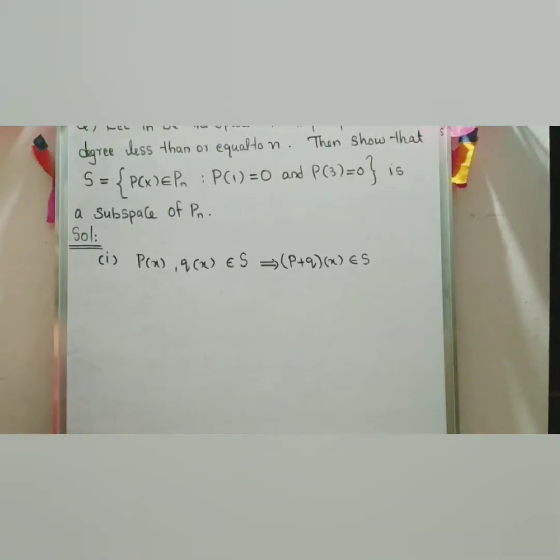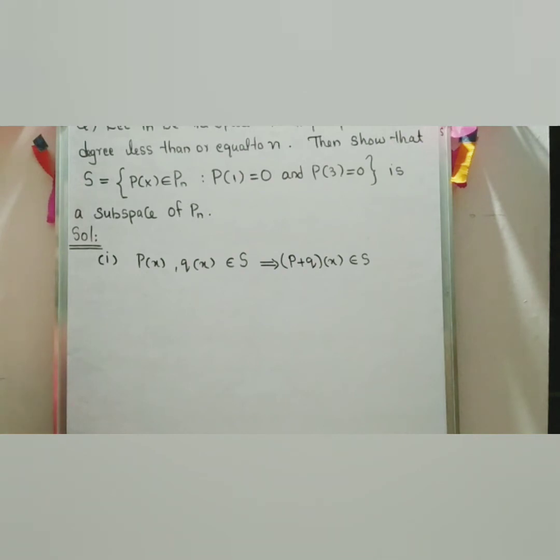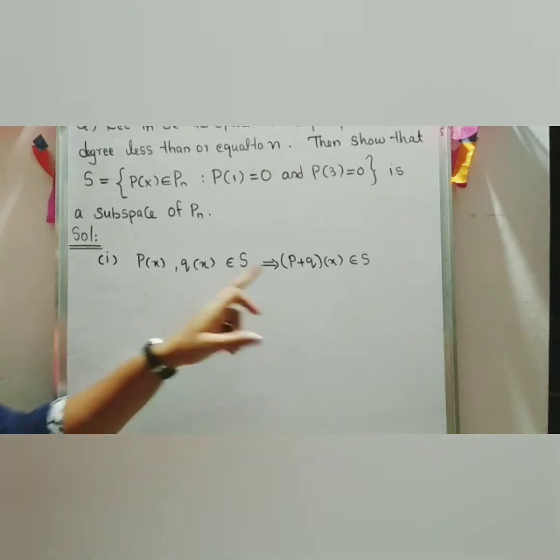I want to check the two conditions. First condition: P of x comma Q of x belongs to S implies P plus Q of x belongs to S.